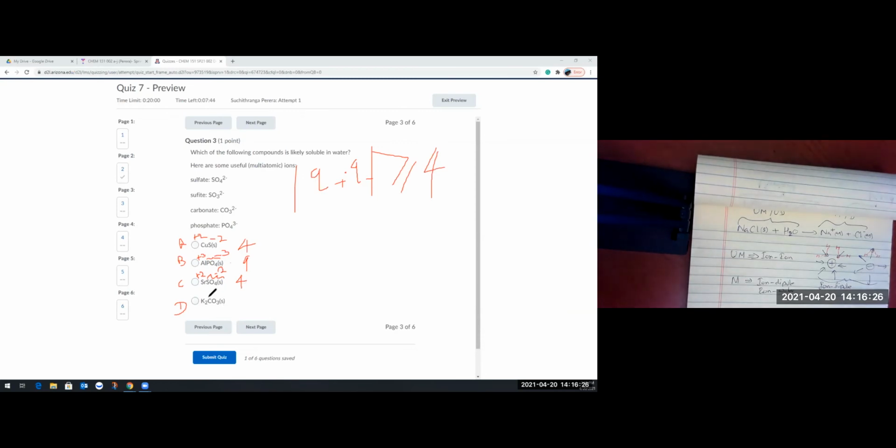And the last compound, carbonate, is -2. You have already been told that. And then potassium has to be +1, because 2 potassium is +2. Therefore, 1 potassium has to be +1. Therefore, 1 times 2 is the charge product, which is 2, which is less than 4. Therefore, potassium carbonate is supposed to be soluble in water. There you go. The correct answer is potassium carbonate.